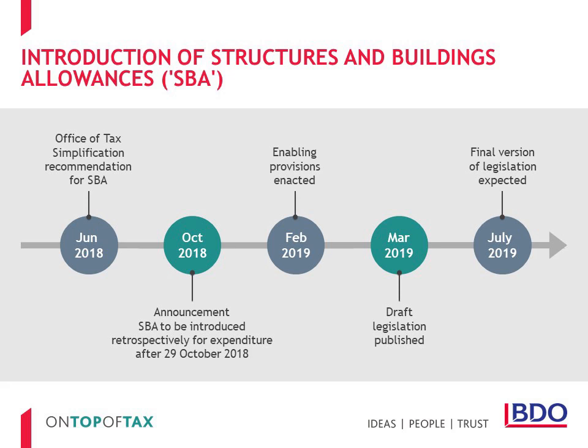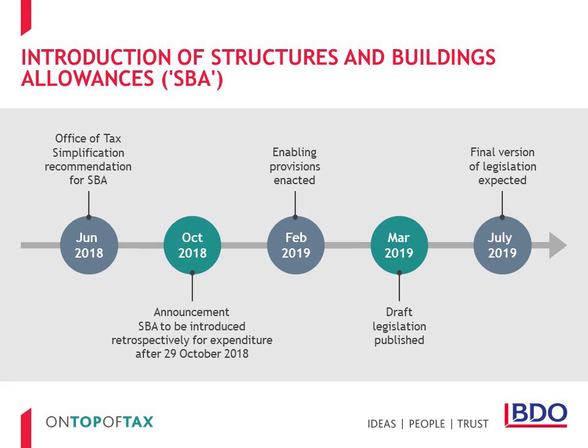The results of the Office of Tax Simplification Review, which considered replacing UK capital allowances with accounting depreciation, was published in June last year. This recommended the introduction of a buildings allowance as a long-term policy. So it was a big surprise to many that the autumn budget announced the immediate introduction of structures and buildings allowances from 29th of October 2018.